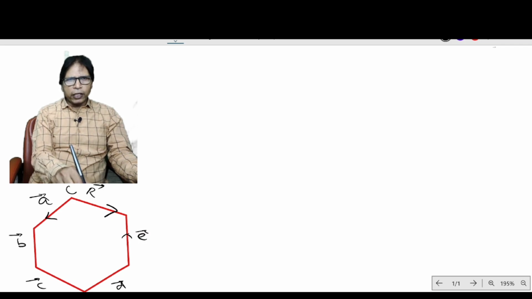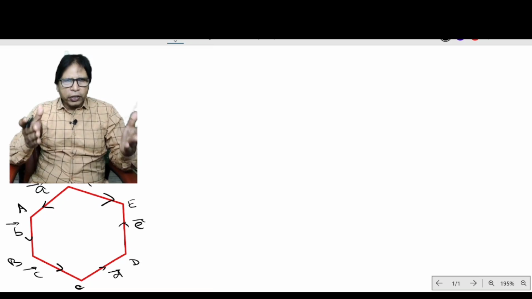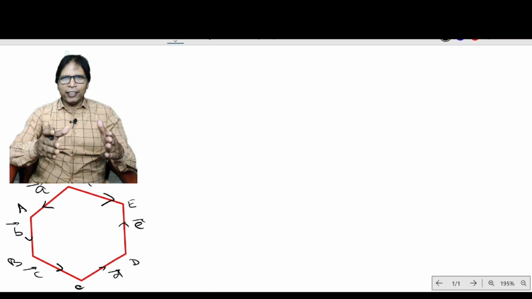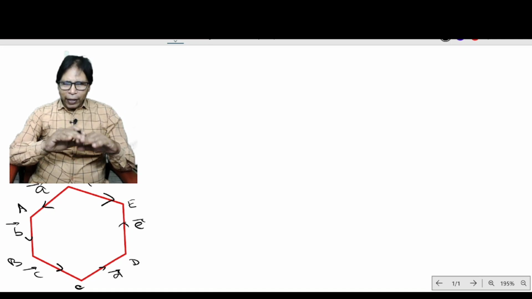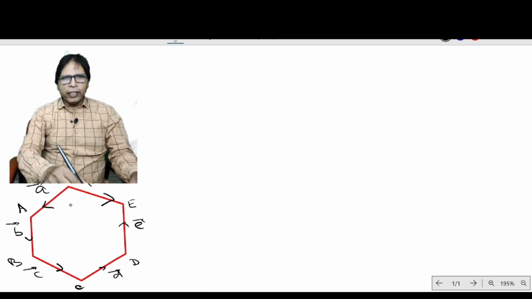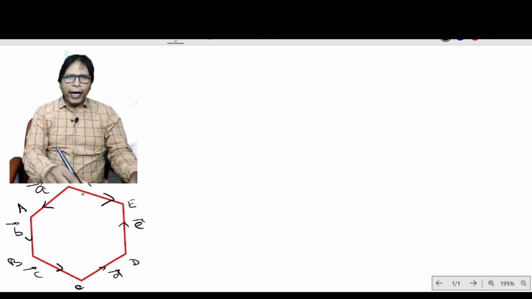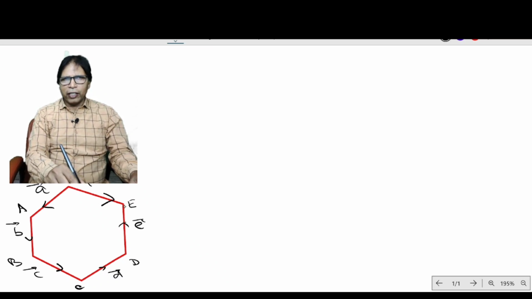Look at this. This is O. This is A, this is B, this is C, this is D, this is E. So the statement of the polygon law is: if the sides of an open polygon represent some vectors both in magnitude and direction in a given order, then the closing side taken in reverse order represents their sum both in magnitude and direction. This is vector A, B, C, D, E in the same order, resulting in R vector in reverse order.